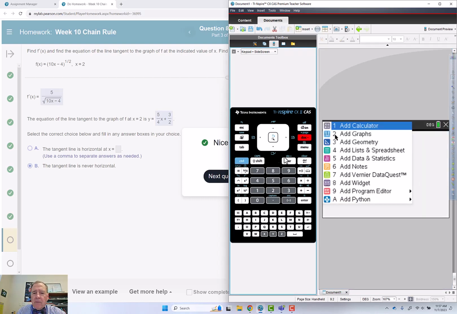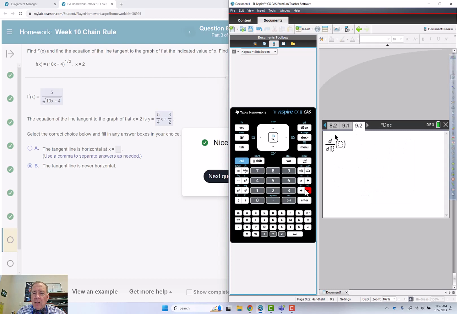The slope keeps getting smaller and smaller, but I'm never going to actually roll over to a horizontal tangent. Control doc for a plus page, shift minus to get my derivative. x is the variable, tab to move through the template, f1 of x. Okay, so it did this a little bit different, but it's going to be the same thing. They factored out a 2 down here. So if we check it, equals fraction 5 over the square root of 10x minus 4, says it's true.